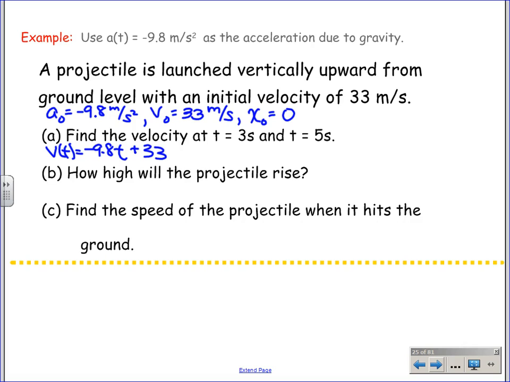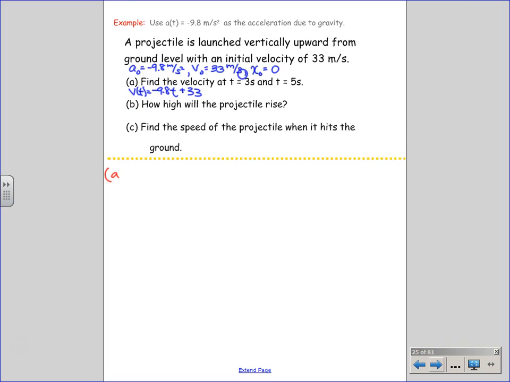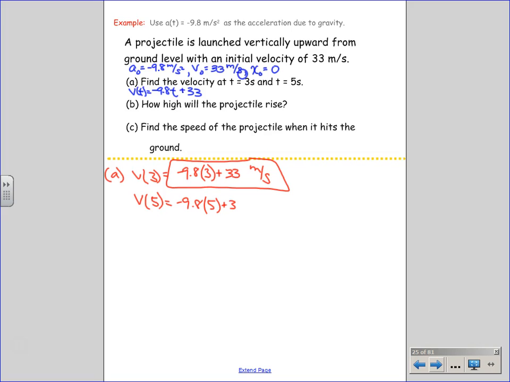So all we have to do is go ahead and plug in the letter A. V of 3 is equal to, and V of 5 is equal to negative 9.8 times 3 plus 33 meters per second. You're welcome. We're pretending it's a long answer. And then negative 9.8 times 5 plus 33 meters per second. You're welcome. Okay, what's letter B asking? How high?